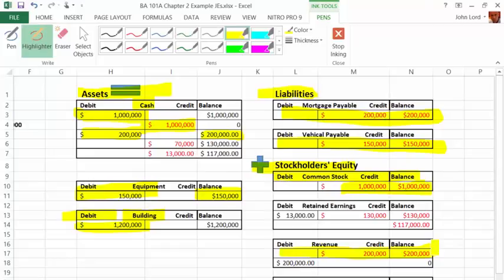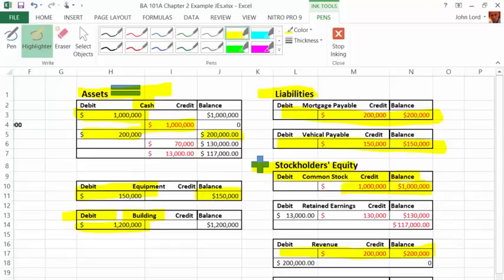Remember, our common stock and our retained earnings make up our stockholders' equity. Revenue will increase it, and our expenses will decrease it. So when we close out our net income, we'll close it to retained earnings. That will bring up my stockholders' equity. So that's why I put revenue under the stockholders' equity here.